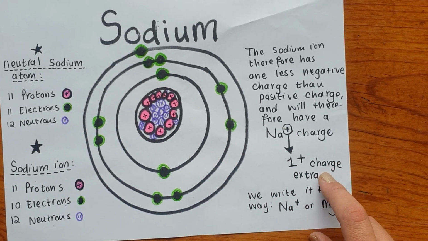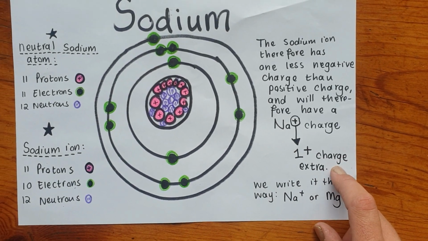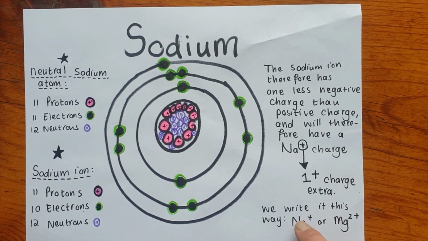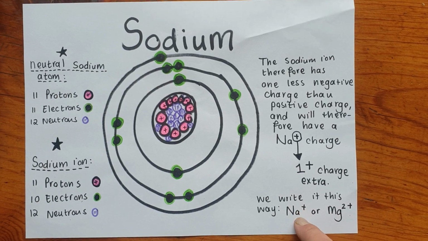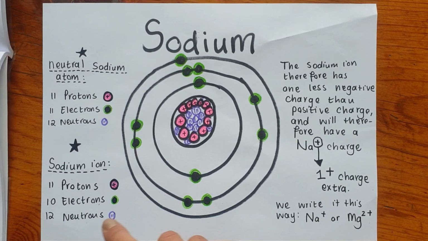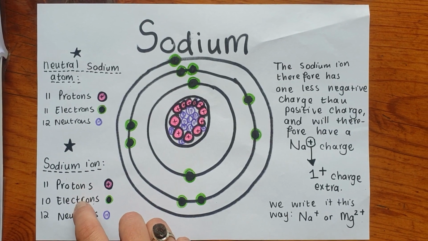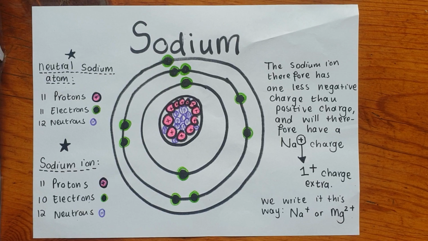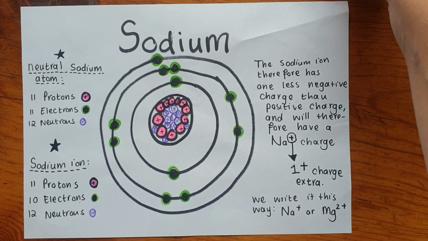So it is one extra positive charge. This means that a sodium ion will be written with a positive, as there is one extra proton left in the atom and there is one less electron when the electron was donated or it bonded with another atom.